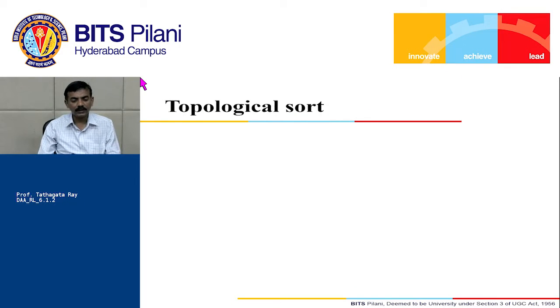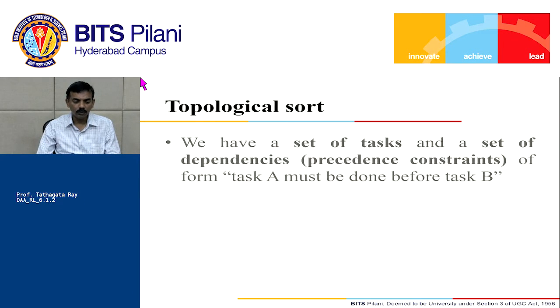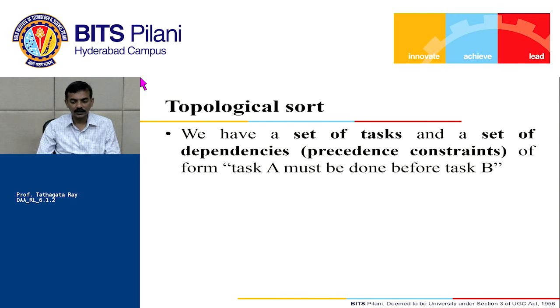So what is it? Let's understand what is topological sort. You have a set of tasks, and a set of dependencies within those tasks. So there is a precedence constraint of the form saying that task A must be done before task B. For example, the way we wear our clothes, we will wear the vest before we put on our shirt. After we put on our shirt, it's winter, maybe we will put on a sweater. If you are in a very colder place, on top of that you will put on a jacket. So there is a sequence in which it has to be done.